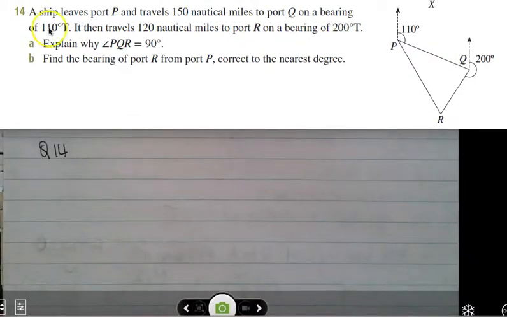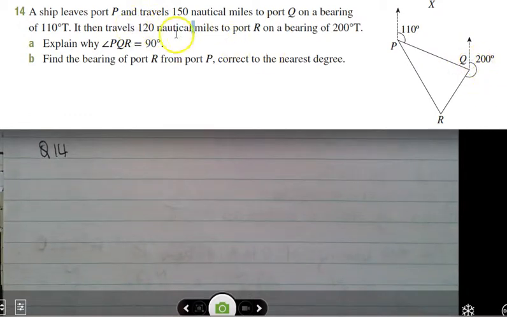Question 14. A ship leaves Port P and travels 150 nautical miles to Port Q on a bearing of 110. So there's Port P, put a north sign, and we go 110 degrees, which is going to be 20 degrees beyond the 90 degree mark, to Port Q. Once you draw your diagram, you're going to have to put that distance in on the bearing of 110.